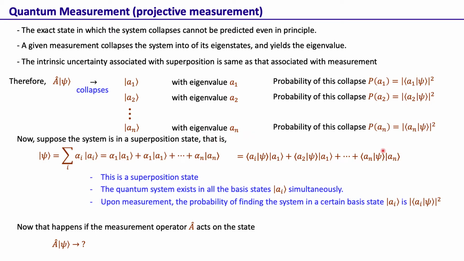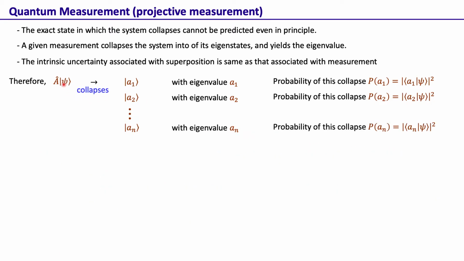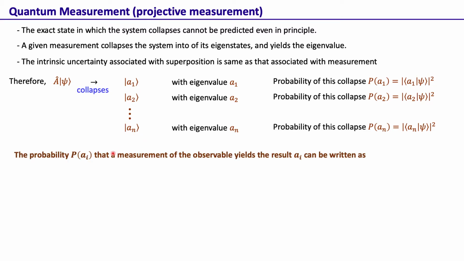So a measurement, even though it's a superposition state, will collapse it into one of these states, but this is for a single measurement. And these values of the probabilities we can only obtain after doing a lot of measurements, and then that will allow us to get these values. But a single measurement will collapse the system into either A1, A2, or one of these eigenstates.